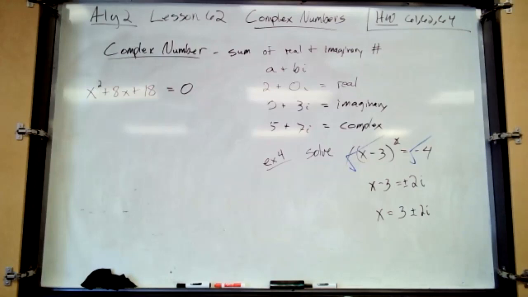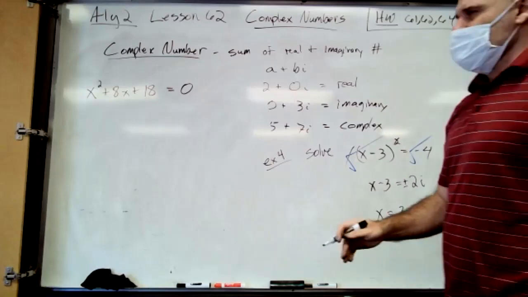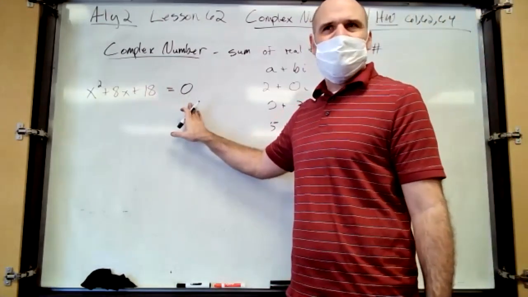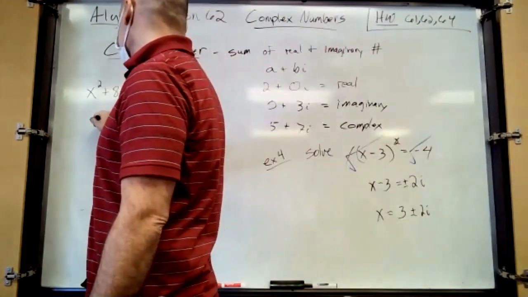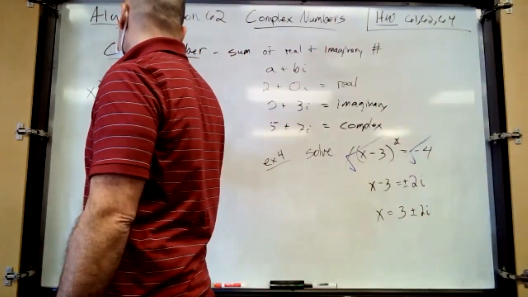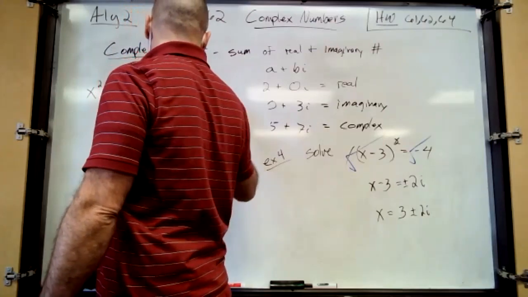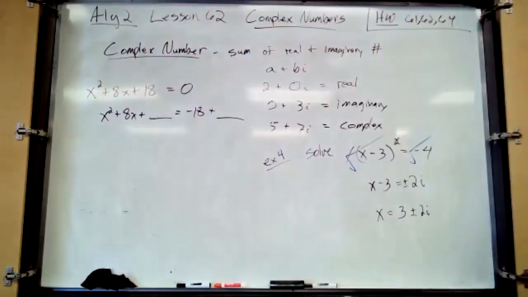Do we have steps for that yet? Yes. We want to get our variables on one side and constants on the other. So let's put our constant over here. I get x squared plus 8x plus blank equals -18 plus blank. So now the critical step for completing the square is what constant do I add to that polynomial to make it a square trinomial? What's the formula?